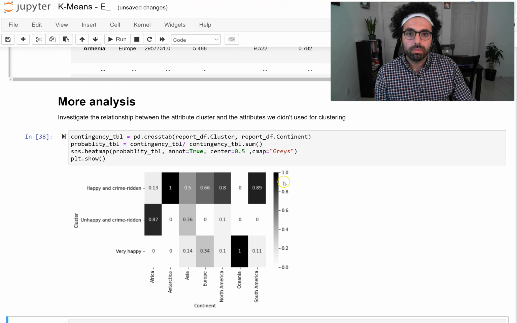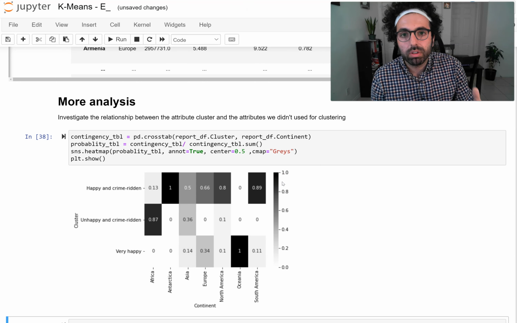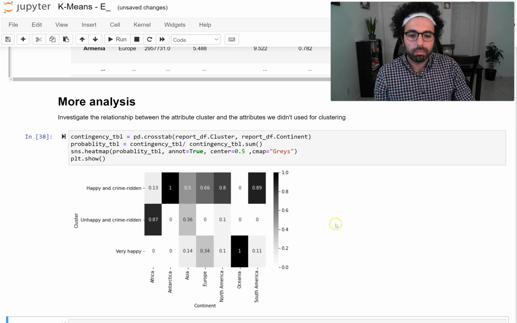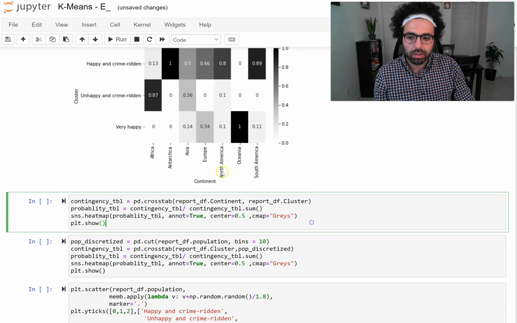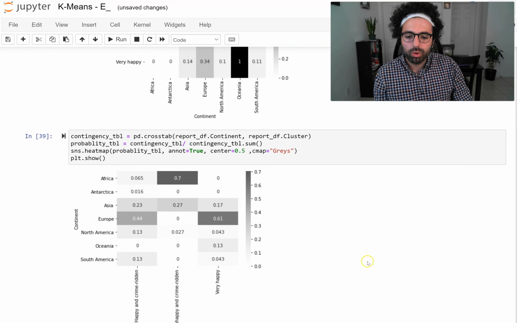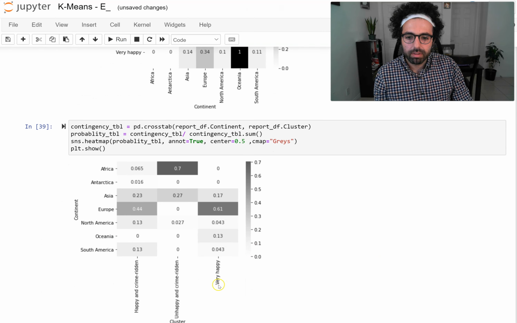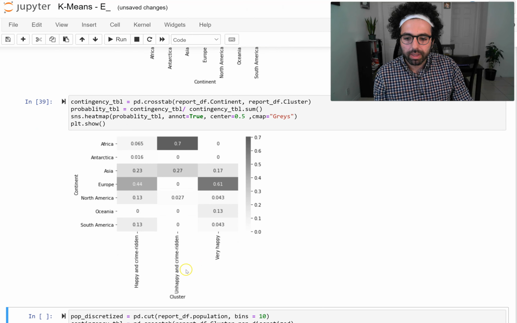We could also transpose this visual to see the relationship from the other side. I mean, we have summed these values based on each of these columns. So let's look at it from the other angle. And we do see that the very happy countries are mostly in Europe, and the unhappy and crime-ridden are mostly in Africa, and happy and crime-ridden are the majority in Europe. So in Europe, we either have very happy or happy and crime-ridden.